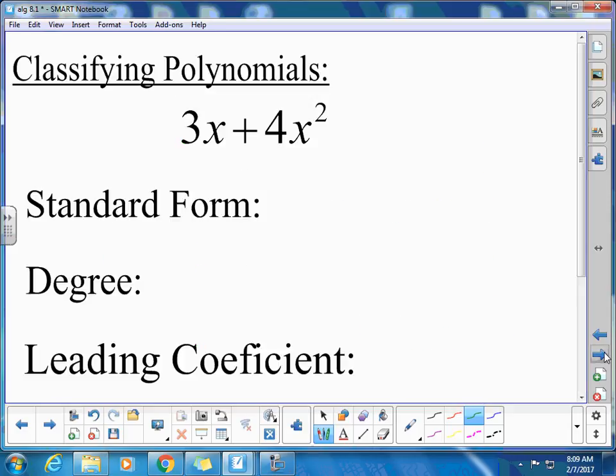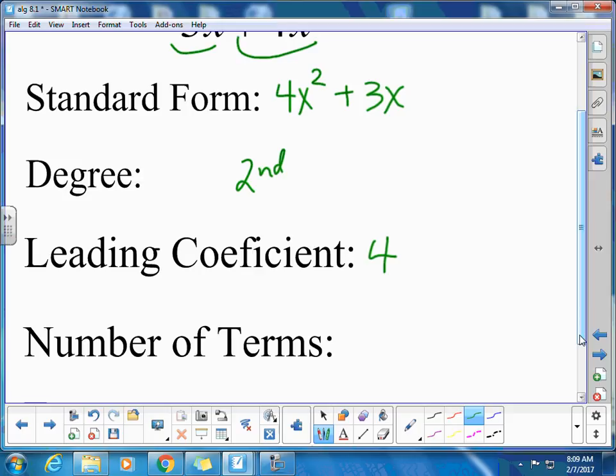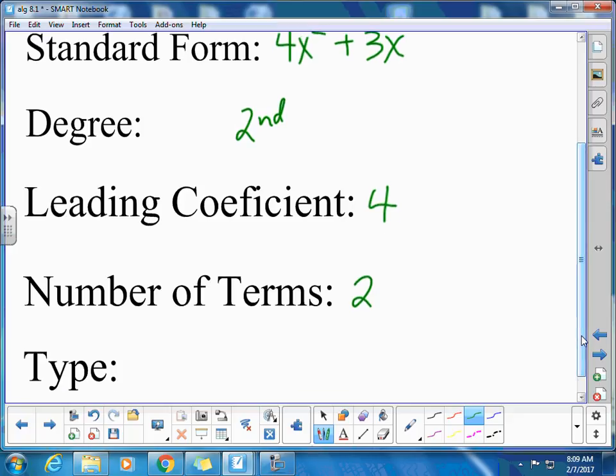So let's classify them. First, we have to get it in standard form or check to see if it's in standard form. Again, we want to start with the highest exponent. So the standard form, we'd need to rearrange. So this is a positive 4x squared and then a positive 3x, so plus 3x. I'm just flip-flopping them. Degree, second degree. Leading coefficient. What's the number in front? It's a 4. And how many terms does it have? 2 terms. And the type.